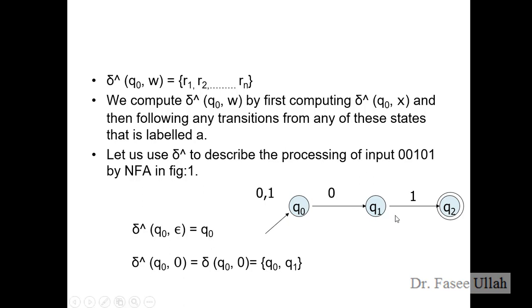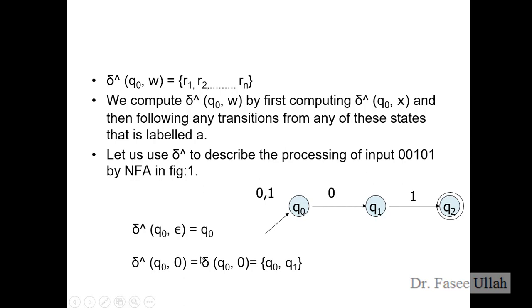Then, according to the input, we have 0, so we put the 0, right? Whenever we are in q naught and reading 0, what could be the output? There are two outputs, right? One output is q naught itself, if we consider the loop, and another output is q1. So we can write both, q naught and q1, because we are talking about the 0.